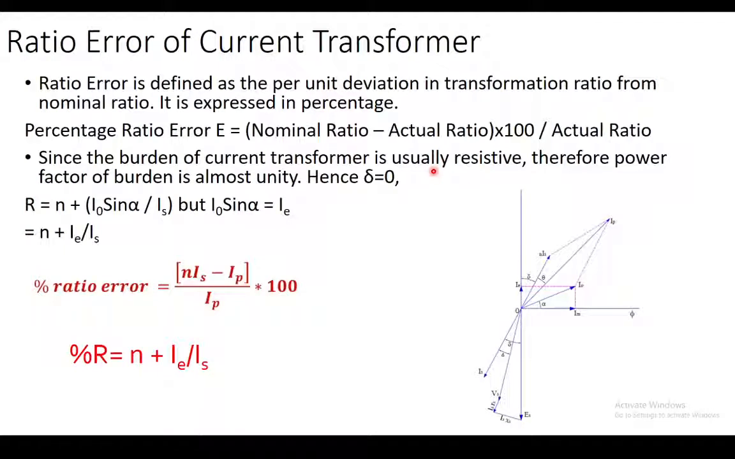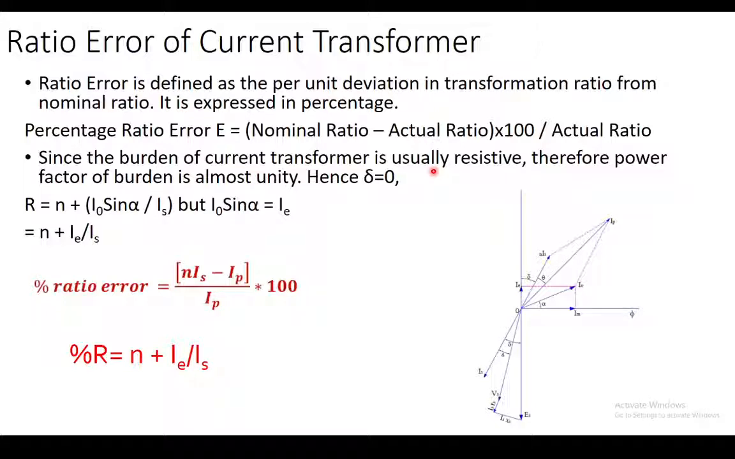So, ratio error of a current transformer. Ratio error is defined as the per unit deviation in transformation ratio from nominal ratio. It is expressed in percentage. So percentage ratio error is equal to nominal ratio minus actual ratio.